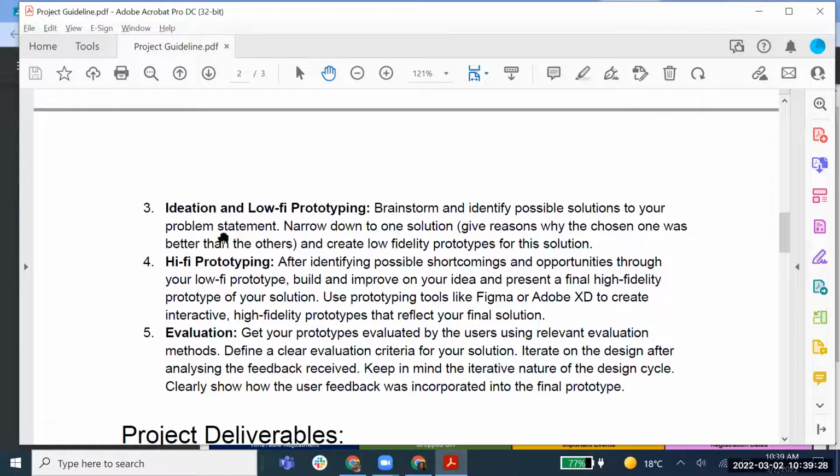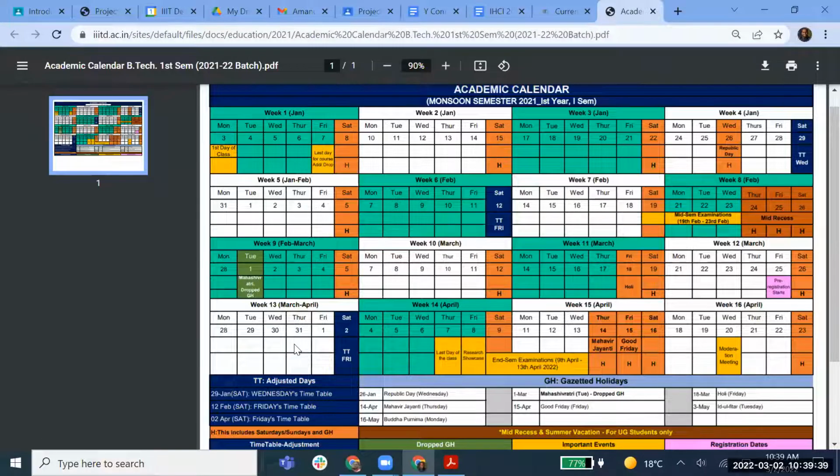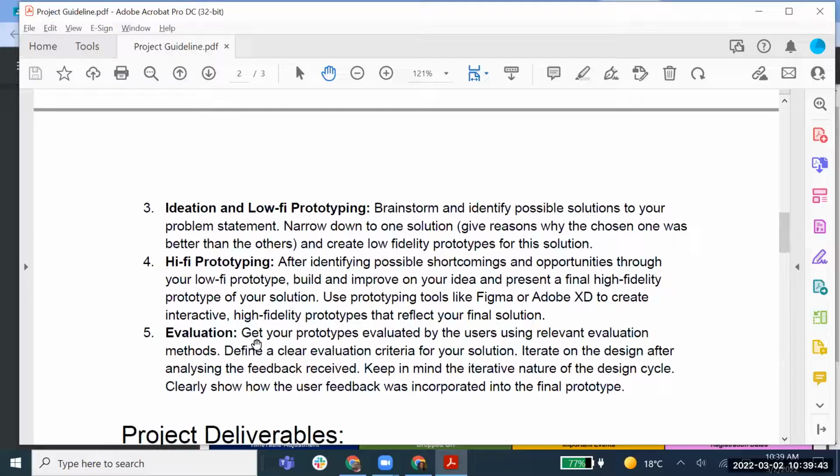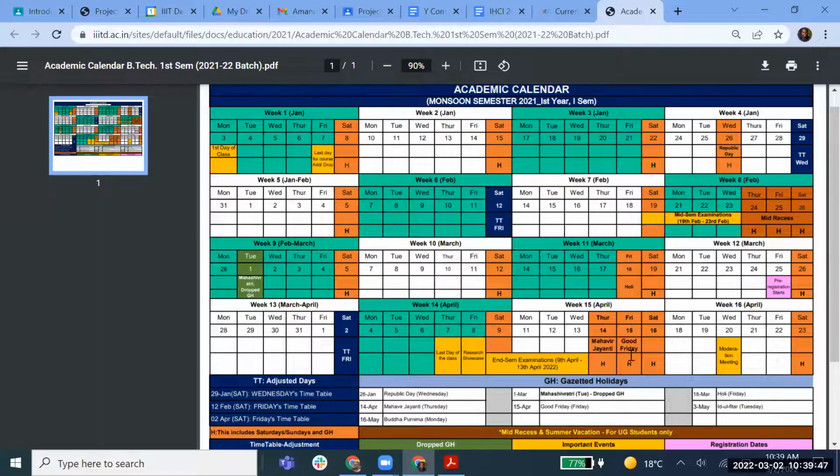So I think it's a good suggestion. What you can do, everyone, is complete the ideation, low and high fidelity prototyping by the 31st March deadline, and at least propose what evaluation you are going to do. As part of the 15th submission, the final deadline, we expect you to complete the evaluation, the video and the final report.